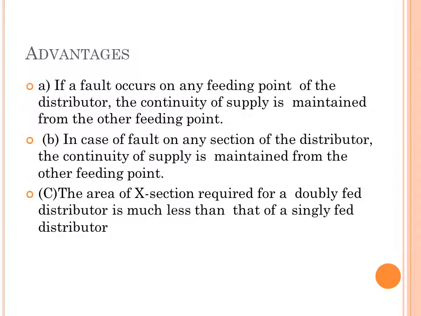Advantages: if a fault occurs on any feeding point of the distributor, the continuity of the supply is maintained from the other feeding point. In case of a fault on any section of the distributor, the continuity of the supply is also maintained from the other feeding point. The area of cross section required for the doubly fed distributor is much less than that of a singly fed distributor. So the cross sectional area of the conductor material required is very small compared with the singly fed distributor.